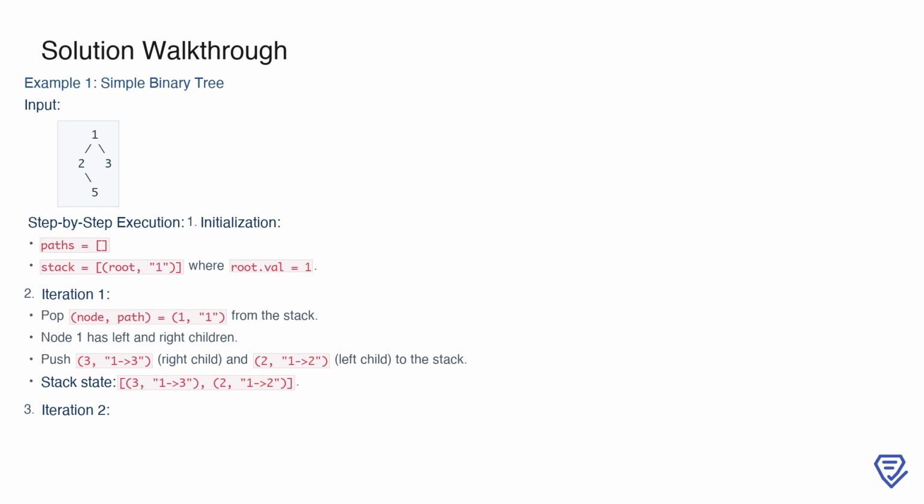In the first iteration, we pop the root node, which has the value 1, along with its path string 1. Since this node has both left and right children, we push them onto the stack, appending their values to the path string. Now, the stack contains the nodes 3 and 2, with their respective paths 1-3 and 1-2. This sets us up to explore the left and right subtrees of the root node.